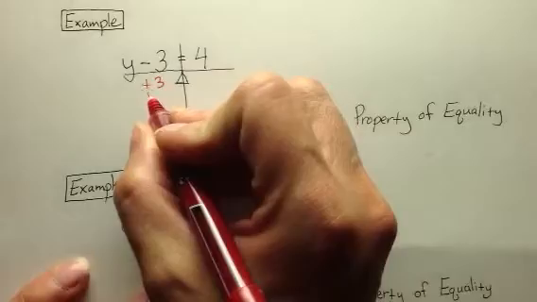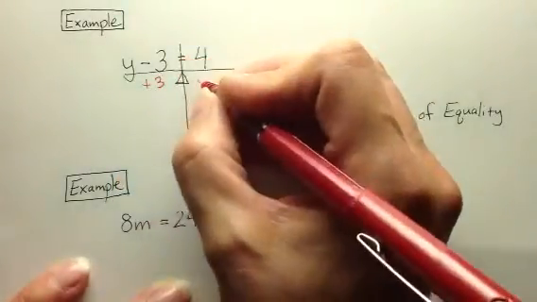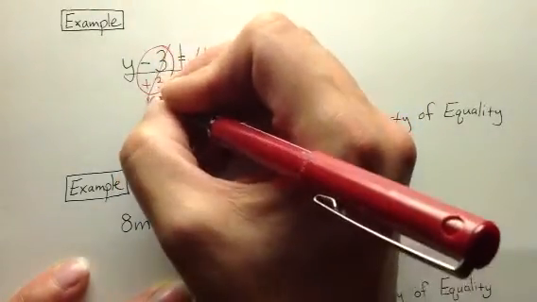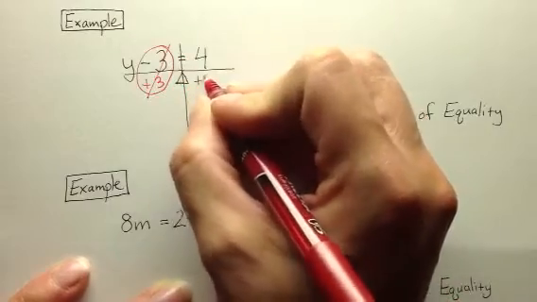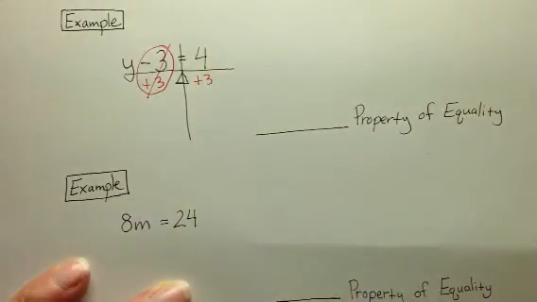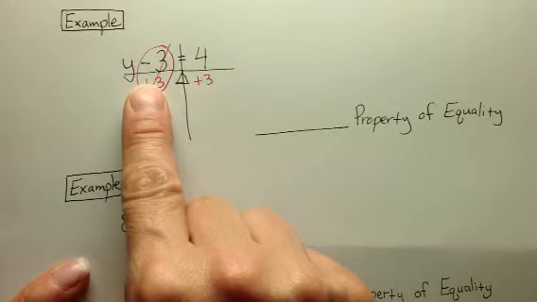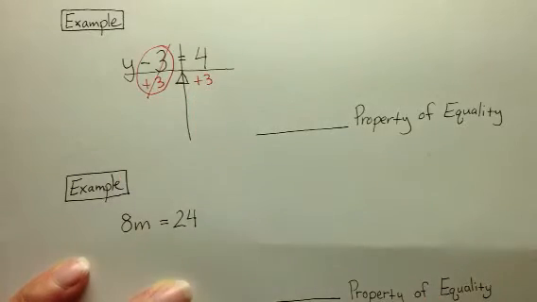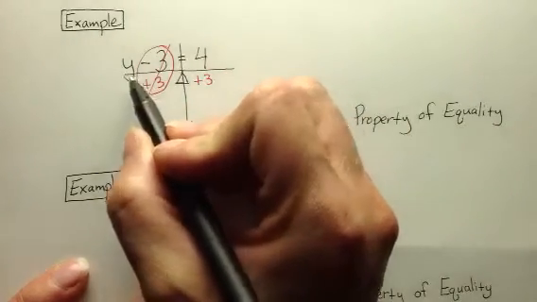So if I'm going to add 3 to the left side, and I do that because I want to get 0 here, to keep this balanced, I add 3 to the right side. Left side, right side. Okay, so I'm going to get on this side y plus 0.